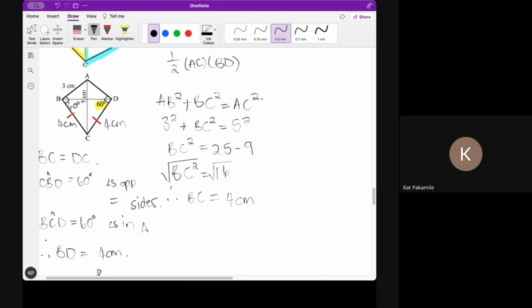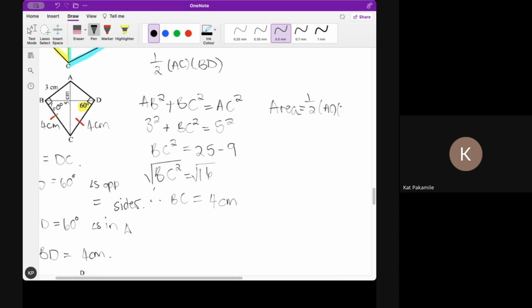Okay, now we have everything we need. So I can write here area is half of AC times BD, which is half of 5 times 4. What's half of 5 times 4? Half of 5 times 4. That is equal to 10 centimeters squared. Woo!